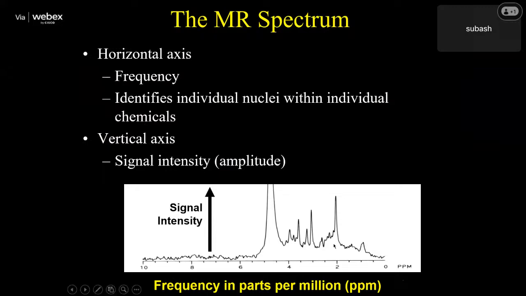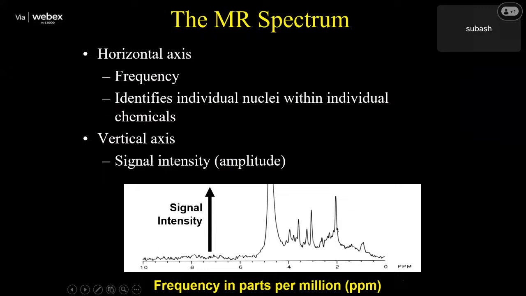If you are seeing a peak here at 2 ppm in a hydrogen spectrum, you don't have to really break your head to see what peak this is. You can refer to the directory, the database, and find out what the metabolite is here at 2 ppm.